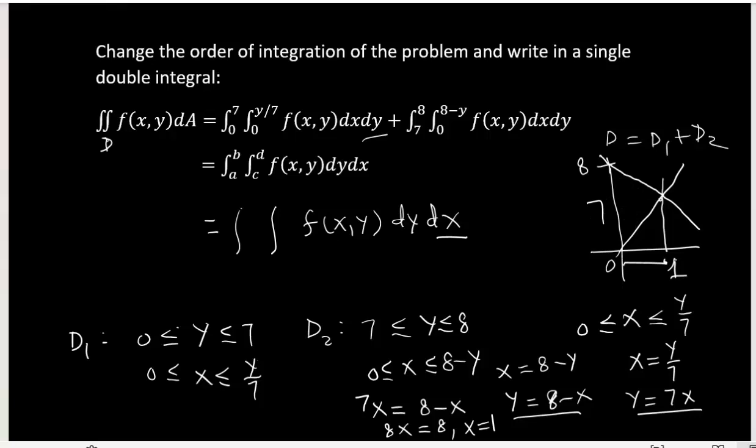In the picture, I see now my x limit goes from 0 to 1. So I can write here 0 to 1. And what happens to y? This is the y limit. On this line, we know y equals 7x, and then you write here 7x. And then for this one, we have seen the equation y equals 8 minus x, so this will be 8 minus x. So we have converted these two double integrals into one, and we are done.